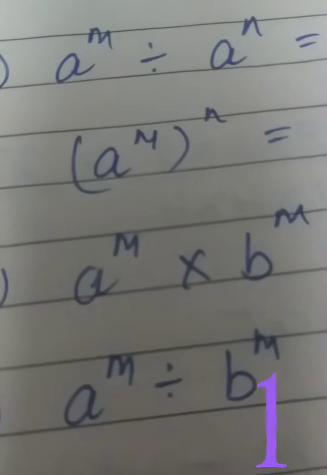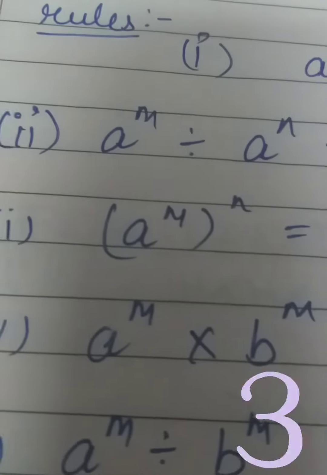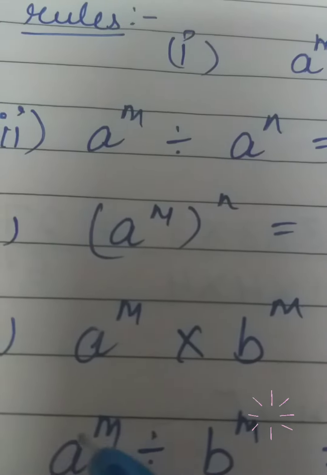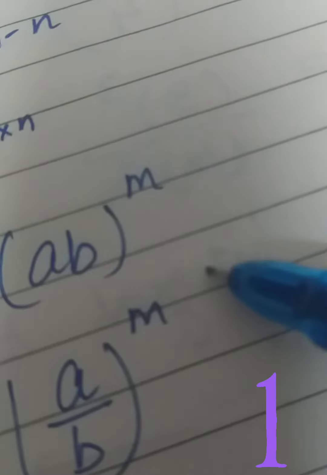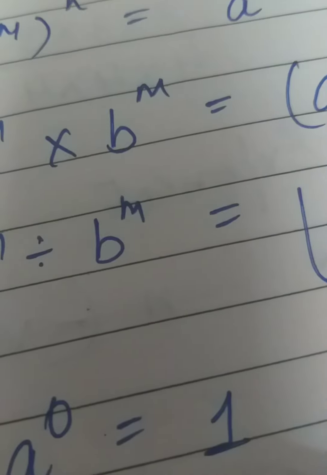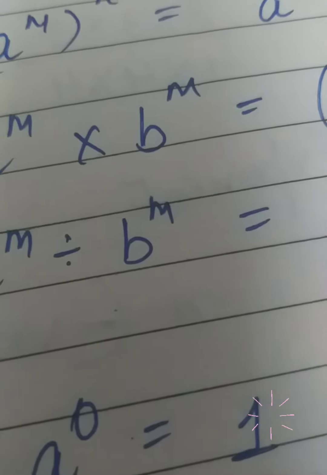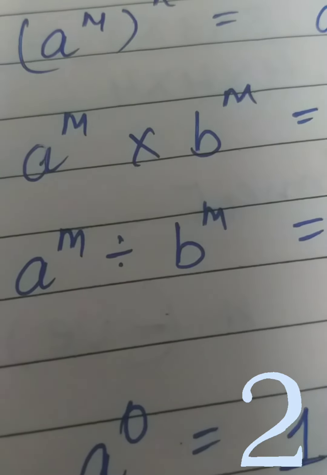Similarly, in the fifth rule, we see a raised to power m divided by b raised to power m. In this case, a and b, the bases, are different, but both the powers are the same. So we can say (a divided by b) raised to power m. In the last rule, a raised to power 0 is equal to 1. So whenever we have a base with the power 0, the answer is always equal to 1.